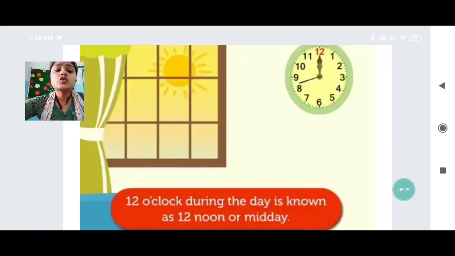You can see, 12 o'clock during the day is known as 12 noon or midday. In the same way, 12 o'clock at night is called midnight.